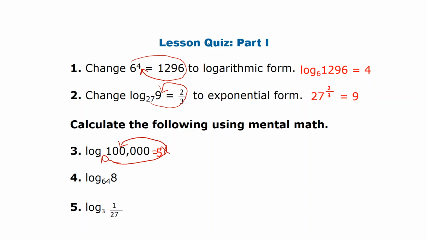The next one we're going to change. Remember, this is equal to x. So we're going to say 64 to what power equals 8? That's going to be a smaller number, actually, which is one half, or 0.5. Finally, again, we're going to say 3 to what power equals 1/27? I know that's a small fraction, so it must be a negative number. And 3 to the 3rd power is 27, so it's going to be -3.